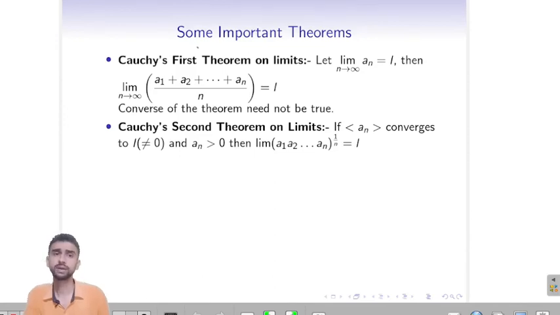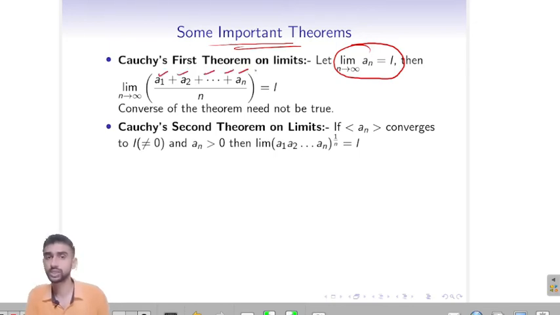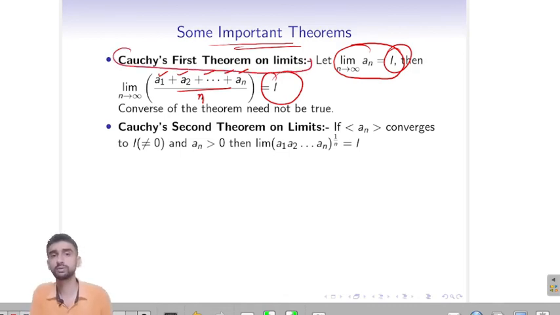Okay, some important theorems which Cauchy gave us so that we can check the convergence of any sequence. Now if I have a sequence with limit L, then you just add the elements of the sequence till n and divide by the value n. Now if you take the limit, you will reach the same thing. You will reach L here, and you will also reach L here. This is called Cauchy's first theorem on limits.